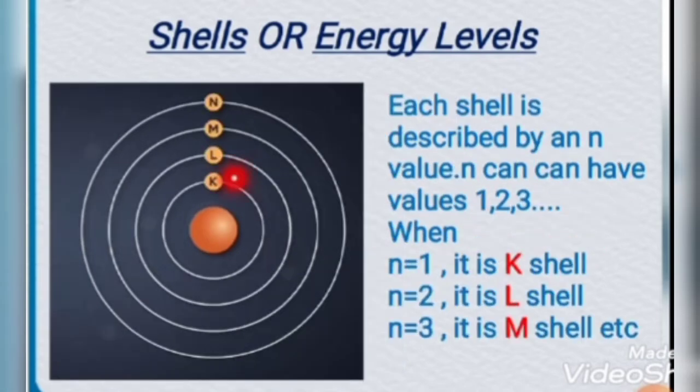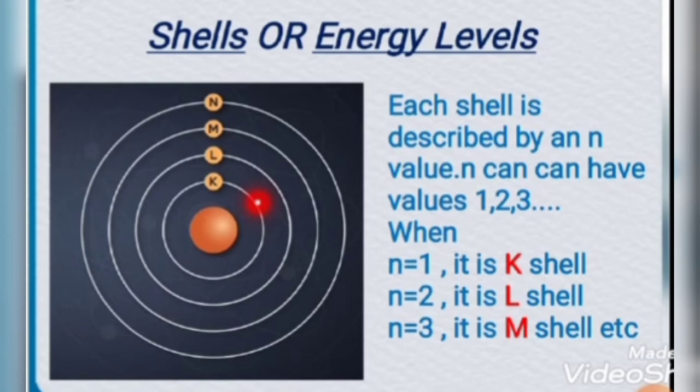Students, each shell or energy level is described by n value. What does it mean? It means that if n value is 1, it is K shell. If n value is 2, it is L shell. L shell means second shell. If n value is 3, it is M shell. M shell means third shell, and so on.